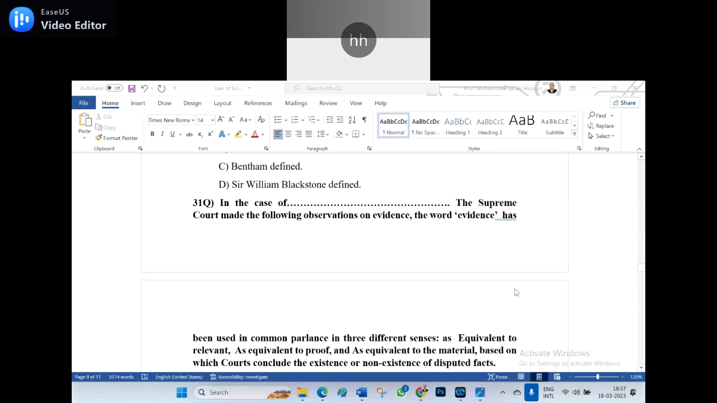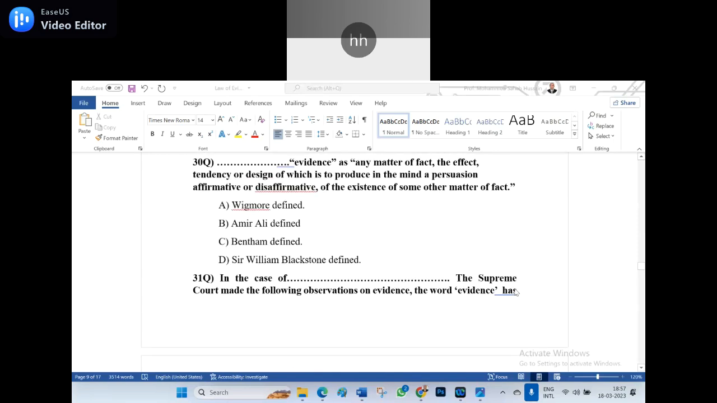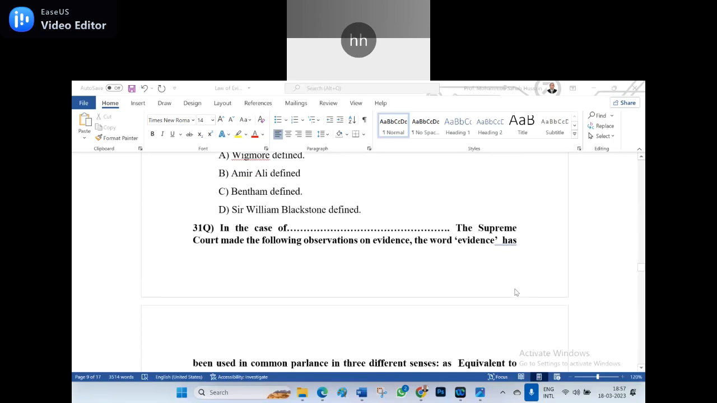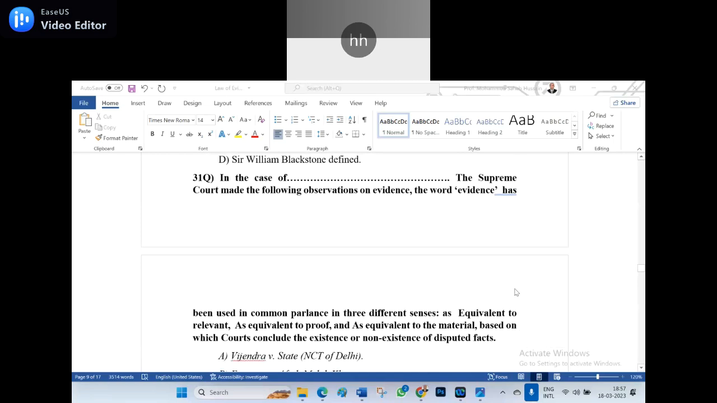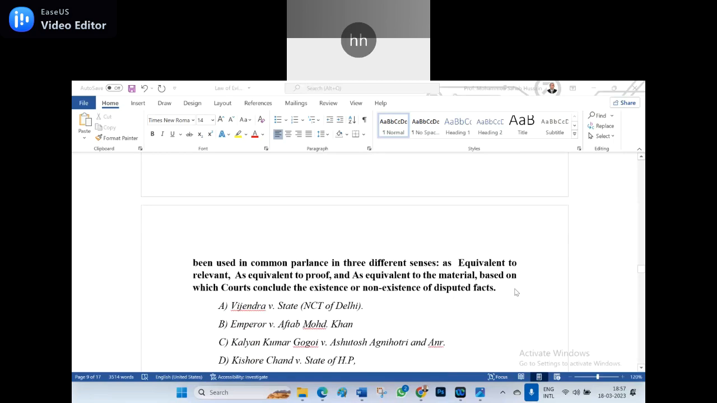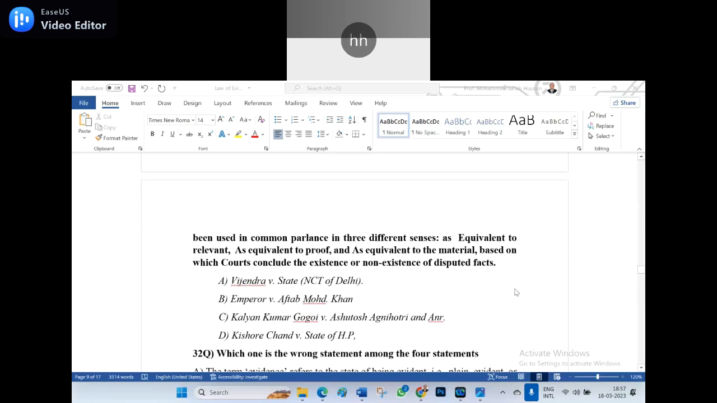31st question. In the case of dash, the Supreme Court made the following observation on evidence. The word evidence has been used in common parlance in 3 different senses: as equivalent to the relevant, as equivalent to the proof, as equivalent to the material based on which courts conclude the existence or non-existence of the disputed facts. In which case law is it decided? A. Vijendra versus NCT of Delhi. B. Emperor versus Aftab Muhammad Khan. C. Kalyan Kumar Gogoi versus Ashutosh Agnihotri and others. D. Kishore Chand versus State of HP.